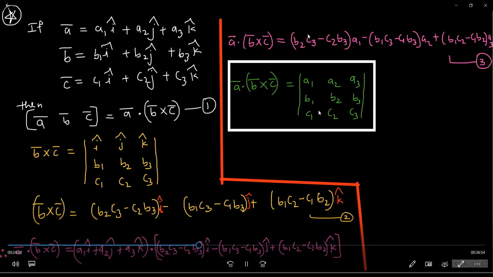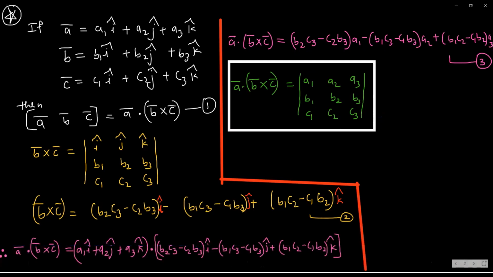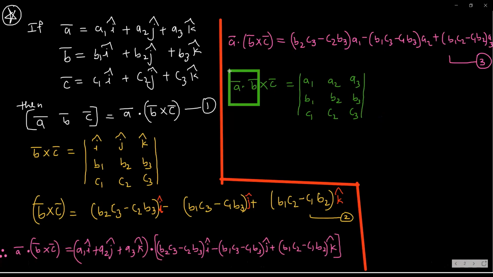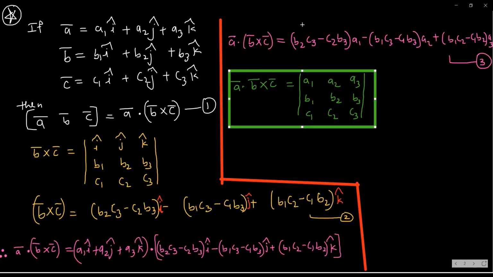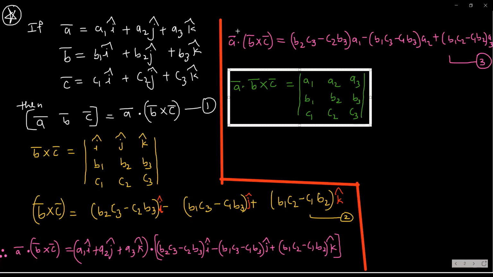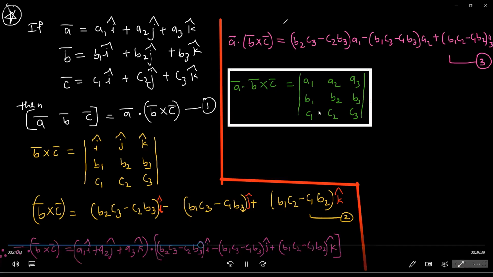You can also write the same thing using the other symbol. What is the other symbol? You write it in a box. So here you will write box of a bar, b bar, c bar. Box of a bar, b bar, c bar is equal to, what is it equal to? a1, a2, a3, b1, b2, b3, c1, c2, c3. This is it. You can copy this also.